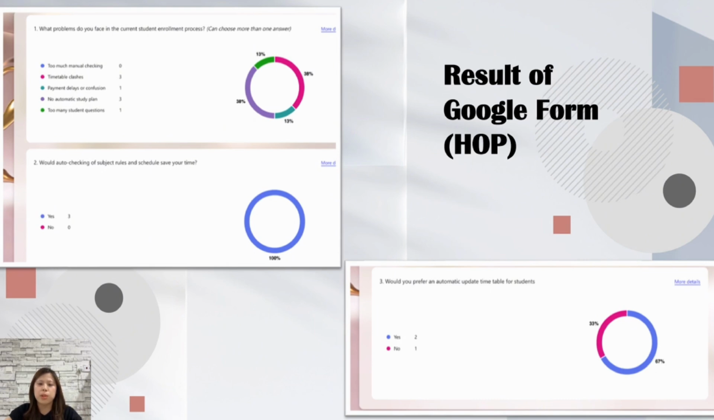Question 2, would HOP prefer to have an auto checking system and auto update timetable for students? Mostly HOP vote yes. And the last question for our Google form is, would HOP prefer an auto? Okay, this is all my presentation.